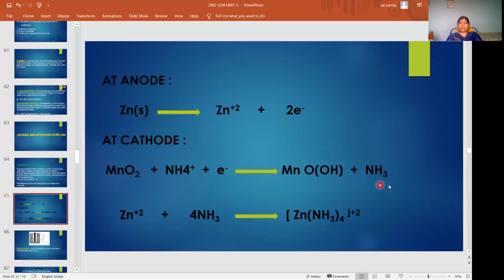So what it will do, it combines with Zn plus 2. Whatever the zinc chloride is present in the electrolyte, that Zn plus 2 ions will trap this ammonia gas and form a zinc complex. Okay, these are the chemical reactions.